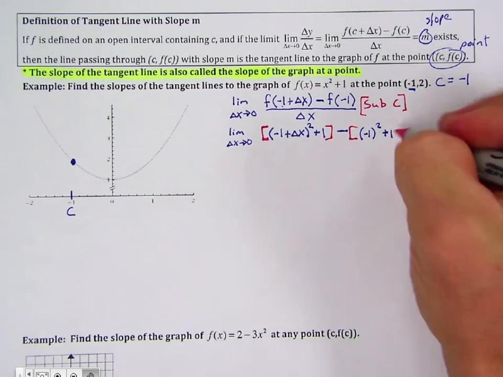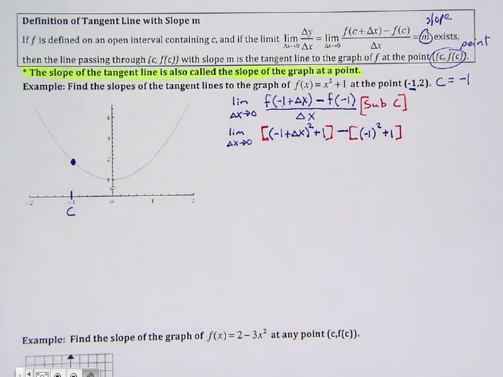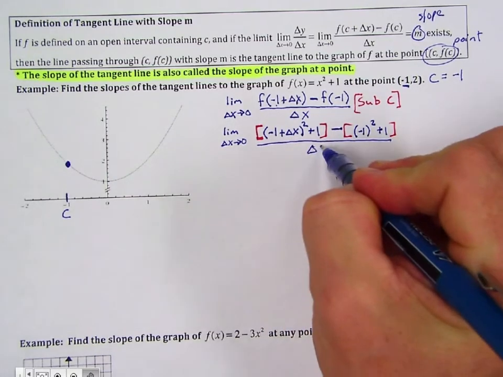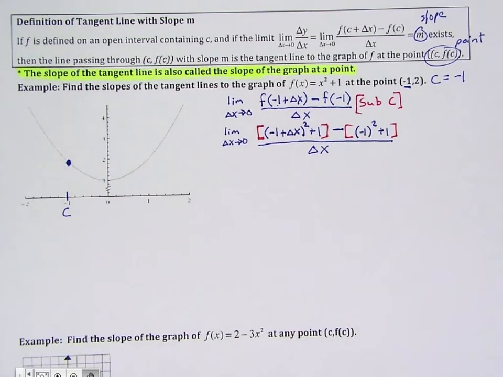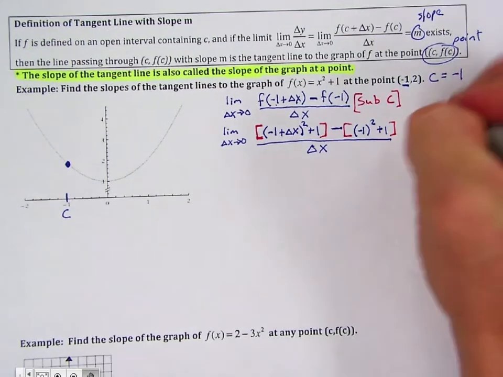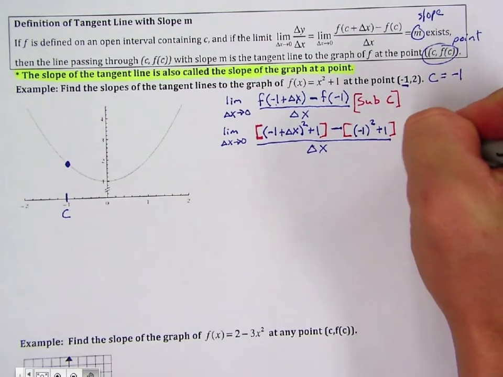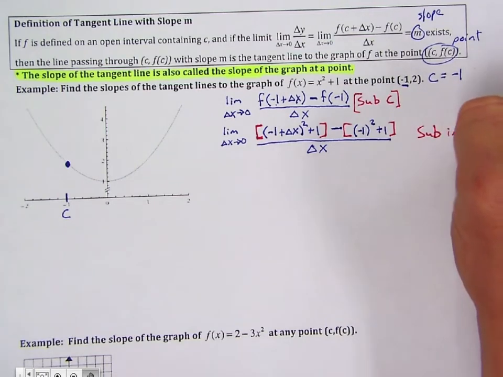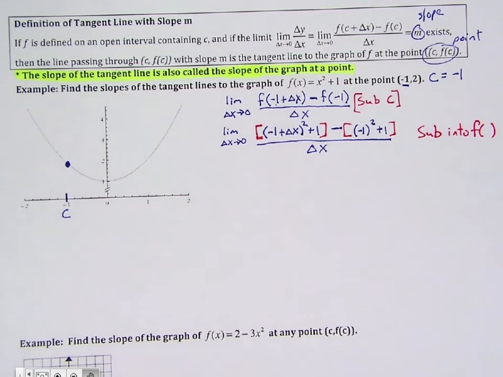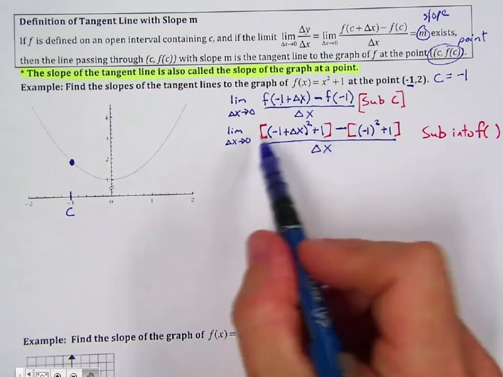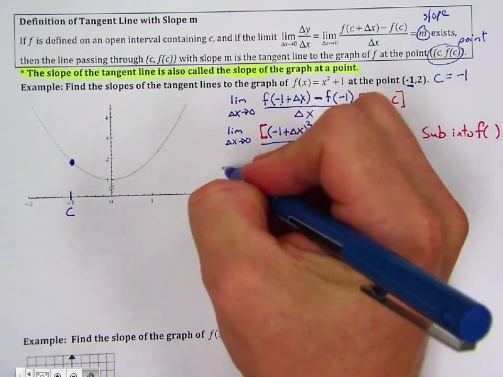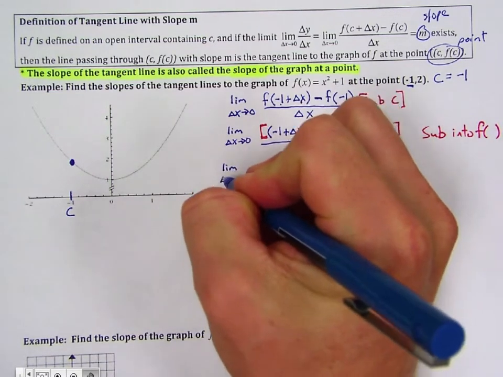And then you're going to close off your square brackets. And this is all going to be over delta x. So what we did here is we went ahead and subbed everything into our f function. From here on out, now we're just going to simplify everything because now we're down to just numbers and delta x's, which is what we wanted. So we do want the limit as delta x goes to 0.